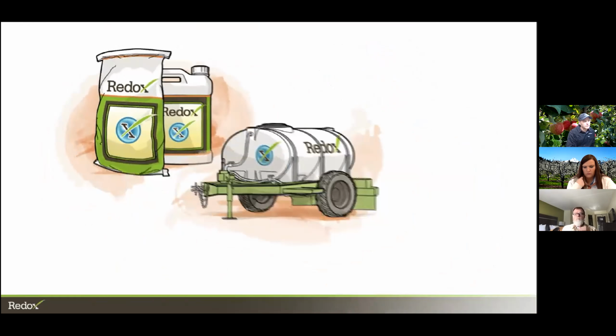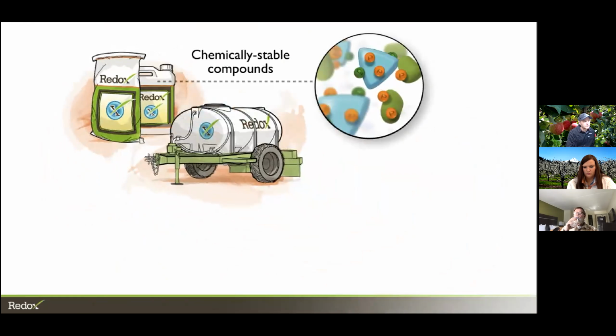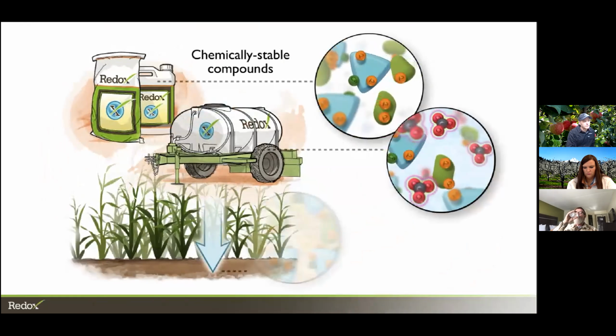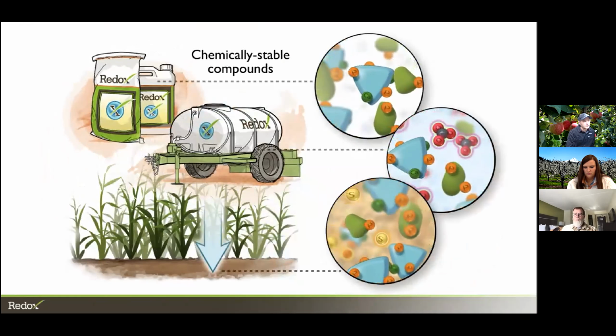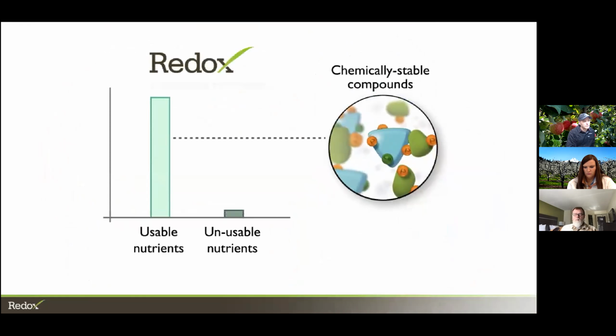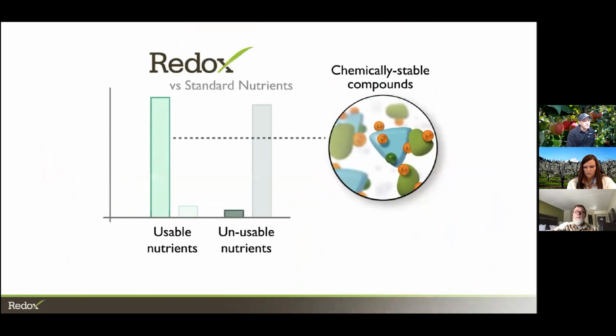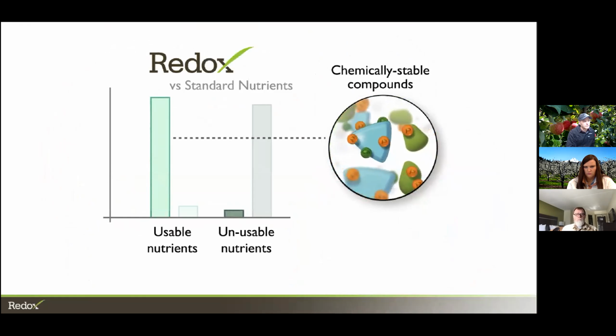Redox takes a unique, proactive approach to preparing our products. We use proven methods to perform purposeful reactions that produce chemically stable compounds. These beneficial compounds hold their form and function until they are applied to the plant. Let's take a closer look at our methods.